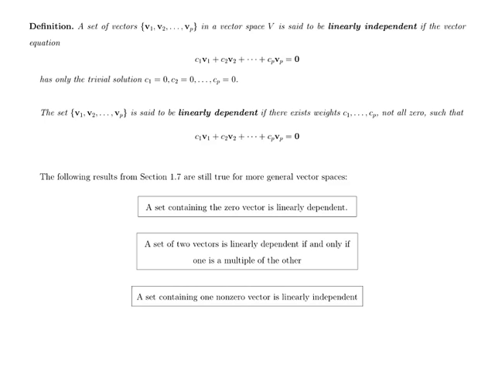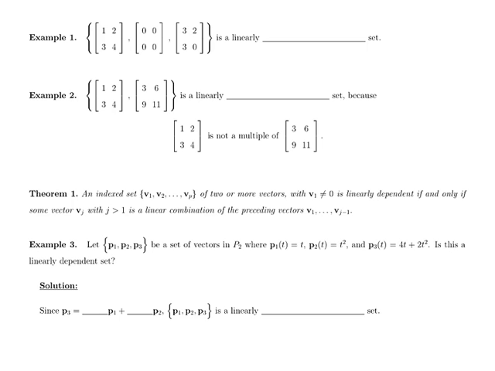We have that a set containing the 0 vector is linearly dependent. A set of two vectors is linearly dependent if and only if one is a multiple of the other. And a set containing one non-zero vector is linearly independent. All these we got from section 1.7, and they still hold true for general vector spaces. So let's look at some examples.